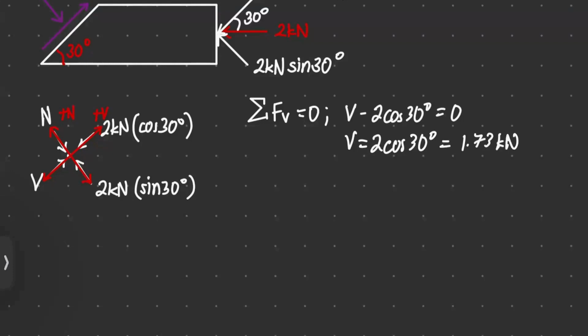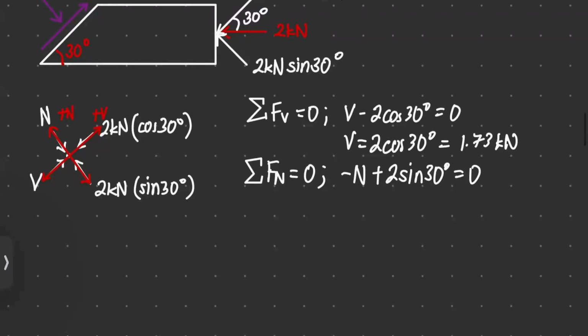On the other hand, the summation of your forces along the normal axis is also equal to 0. This time, our normal force is acting away from the positive n. Therefore, we have a negative n here, and a positive 2 kilonewton sine 30 degrees is applied because it is headed towards the positive n direction. Plus 2 sine 30 degrees equals 0. Using a calculator or using your unit circle, you know that sine 30 is equal to 1/2. So, 1/2 times 2 is just 1 kilonewtons.